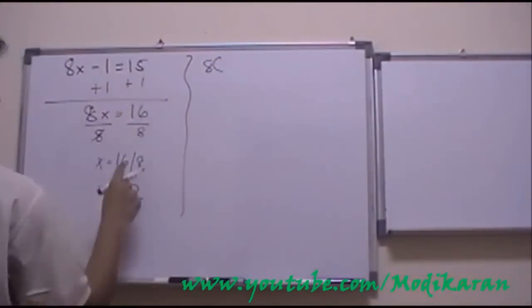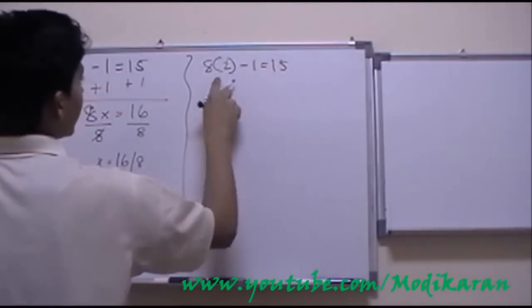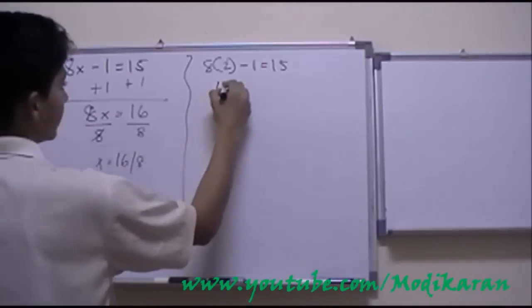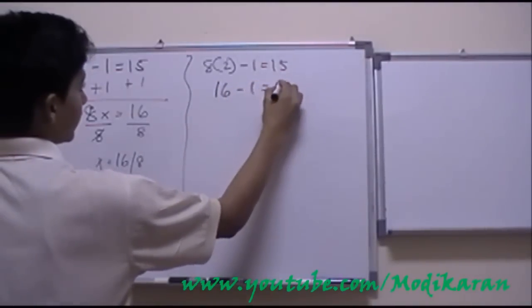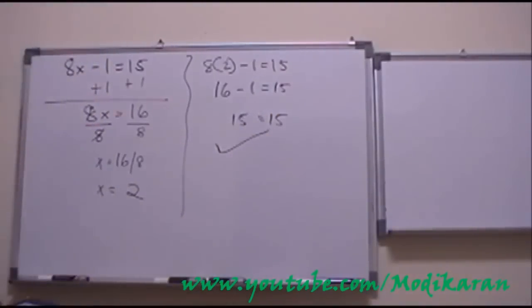8 times x, we found out to be 2. 8 times 2 minus 1 is equal to 15. 8 times 2 is, we said, 16. Minus 1 is 15. 15 is equal to 15. Absolutely right. Okay? Basically, you need to check for the solutions on what you are doing.